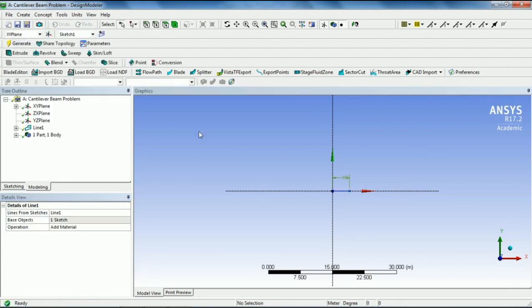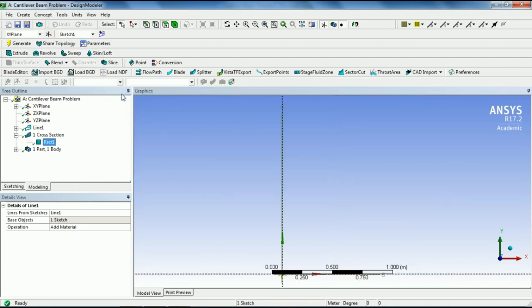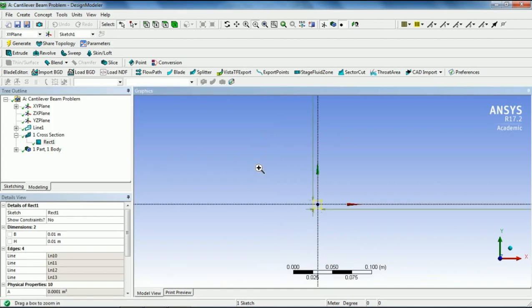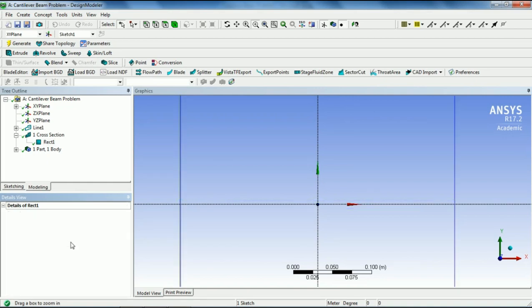Now since we have created one part, or we can say one body, now we have to provide the cross section to this one part. So go to concept and go to cross section and select rectangular. So this will create a rectangular cross section, but in our problem it is specified that the cross section is square. So give this value 0.35 and 0.35 as the height of the beam. Now click generate.